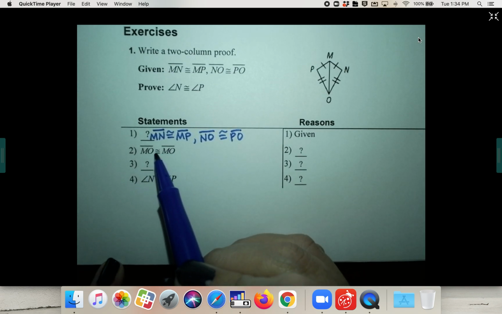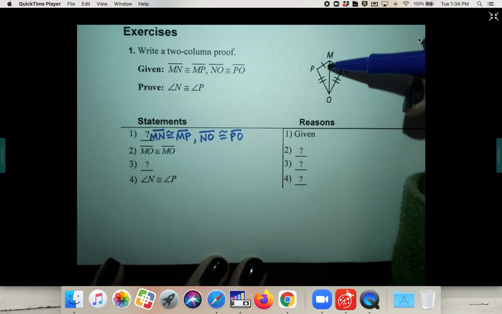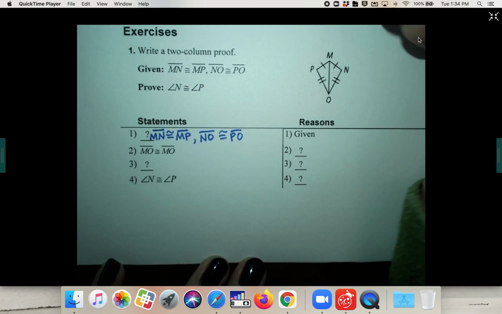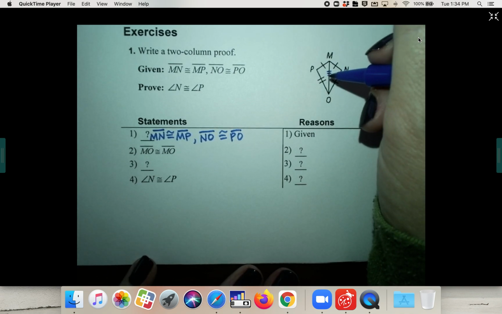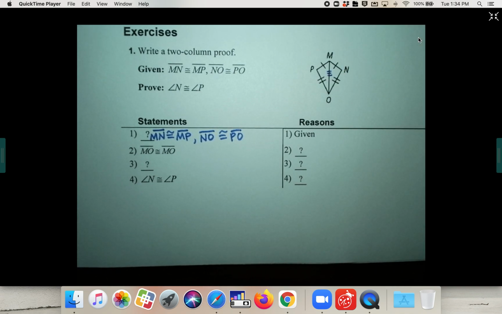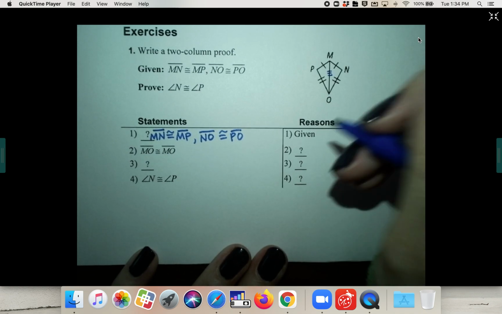Then it says MO is congruent to MO. Side MO is congruent to side MO. So in both of them, it's the same side length. So I'm going to give it 3 little hash marks, and the reason is reflexive.